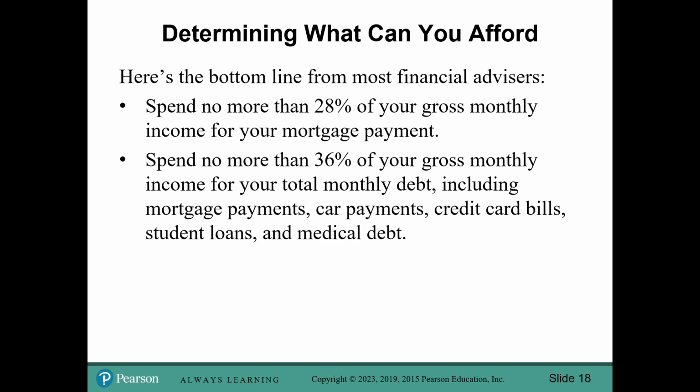You don't have to go by these guidelines. Not everybody goes by these guidelines, but financial advisors give these guidelines. We want to spend no more than 28% of your gross monthly income for your mortgage payment. And we want to spend no more than 36% of your gross monthly income for your total monthly debt, including mortgage payments, car payments, credit card bills, student loans, and medical debt. That's in a perfect world, obviously.